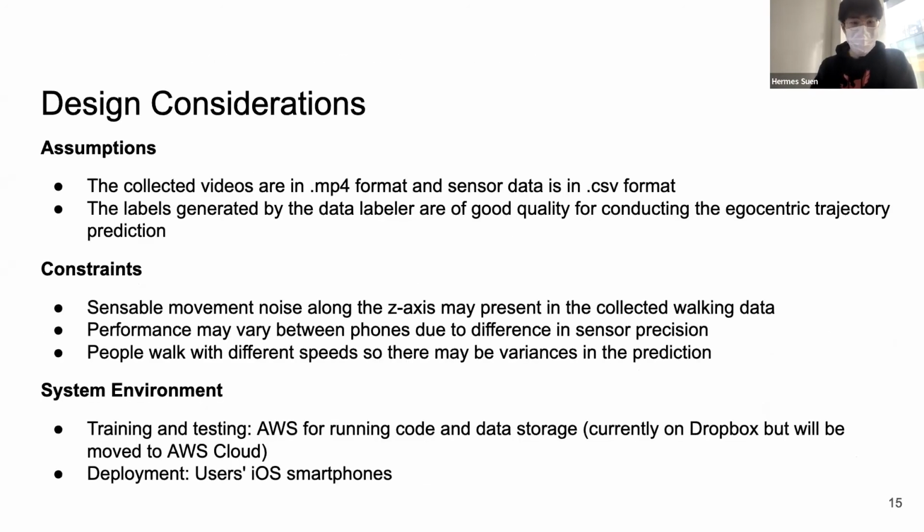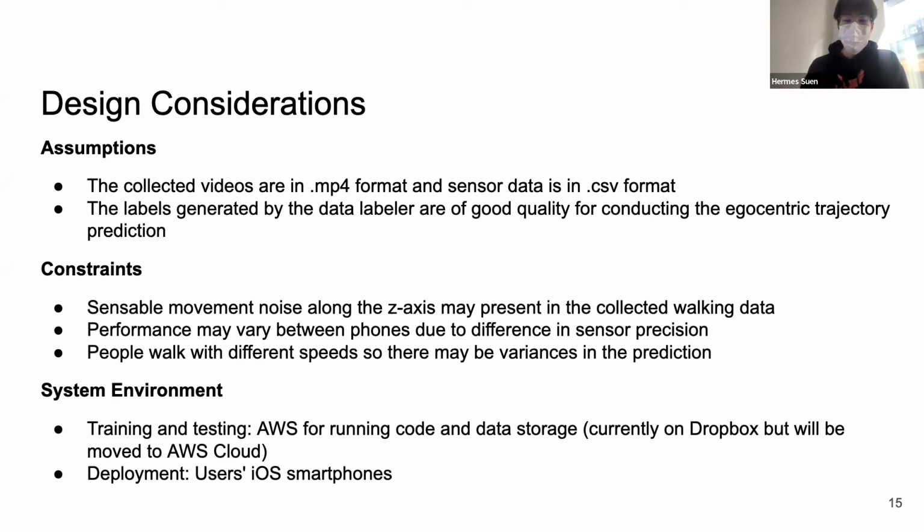Okay, for design consideration, there are three main things: assumptions, constraints, and system environment. For assumptions, we are assuming two main things. Again, the data comes in as MP4 and CSV format, and also that the labels are generated correctly. This is currently valid because we collect all our data in-house, and we can make sure that, for example, the speed of the person walking is correct and the turns are turned correctly.